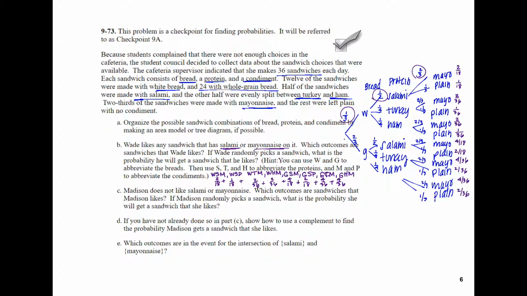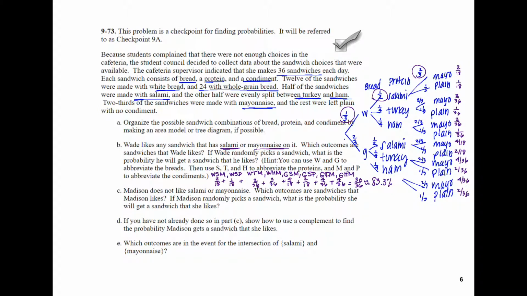So when we add all these together, we get 30 out of 36. Make sure you find a common denominator, which is approximately 83.3% of the time he gets the sandwich that he would like.